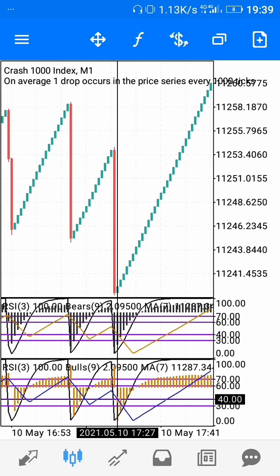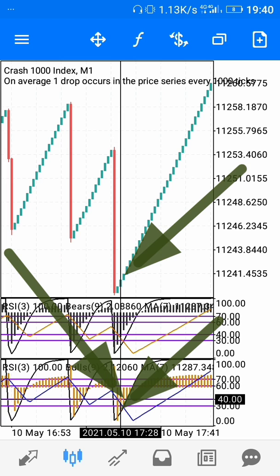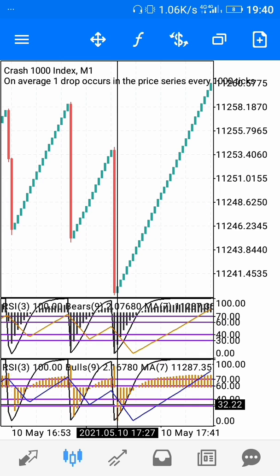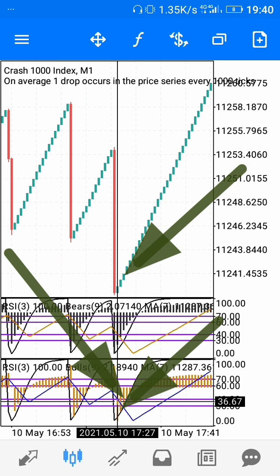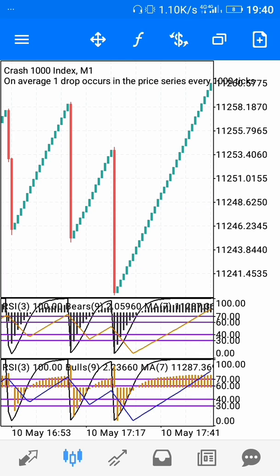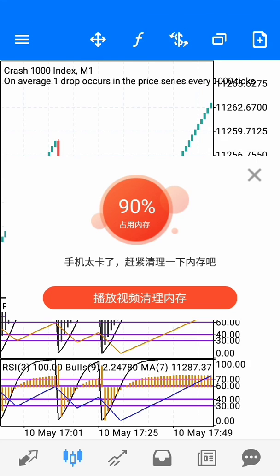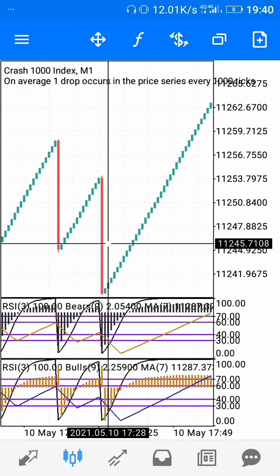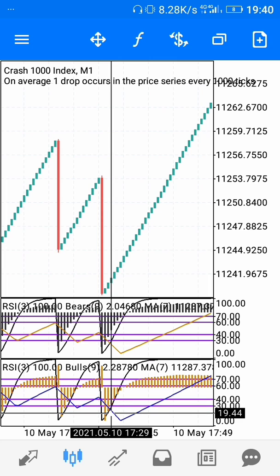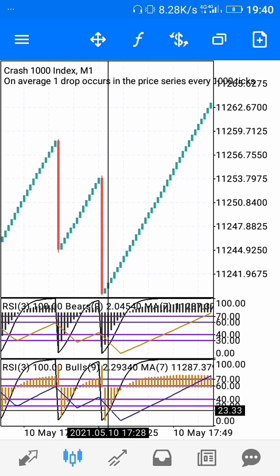Okay, remember I said, the immediate past bulls, this is for crash now, the immediate two past bulls must be at 40 level or below the 40 level, and then the crossing between the blue moving average and the black relative strength index must be at 30 or below the 30. Okay, so this is a perfect entry.